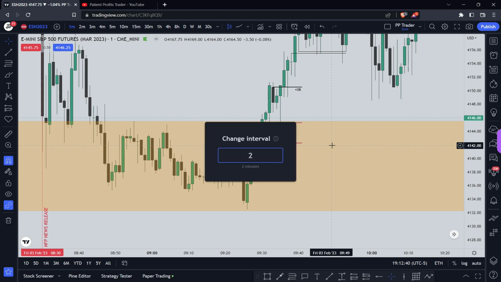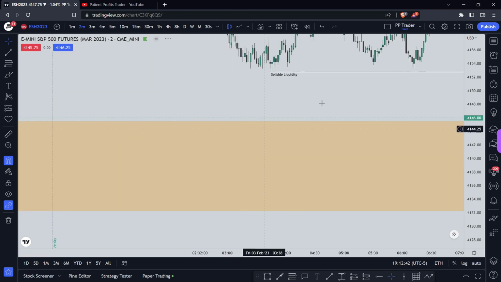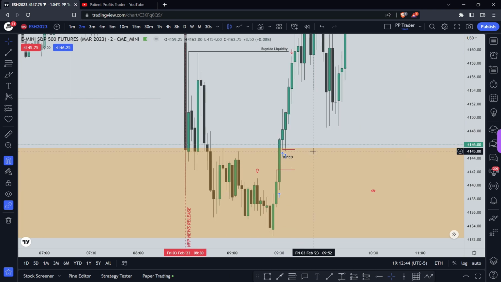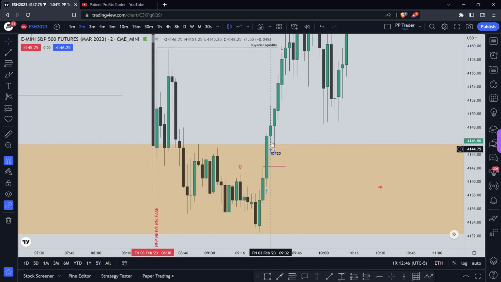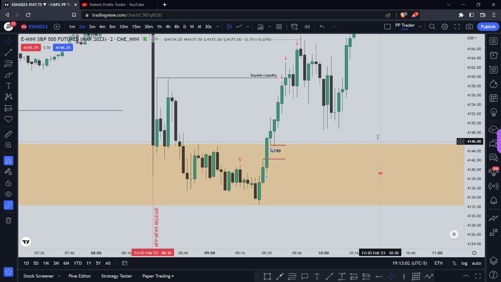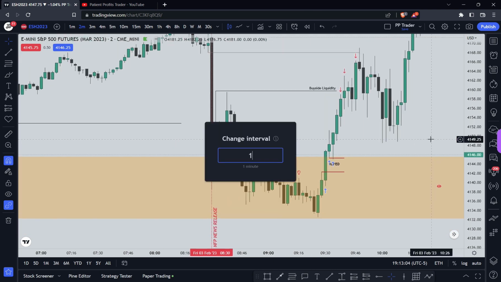So on the 2 minute, I see a fair value gap, and in that fair value gap, as price came back down here, I added my first position, sorry, my second position. Then when price came back after forming this fair value gap and tapped it, I entered my next position. And then how did I exit my positions?